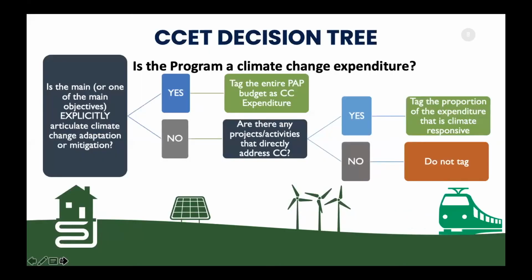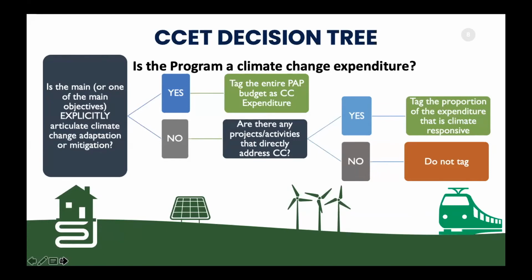So this is actually the decision tree for CCET. So how do you tag, po? The main question here is, looking at your PAPs, or your programs, activities, and projects: does the main objective, or one of the main objectives, explicitly articulate climate change adaptation or mitigation, or does it address climate change adaptation or mitigation? If yes, you tag the entire PAP budget as a climate change expenditure.